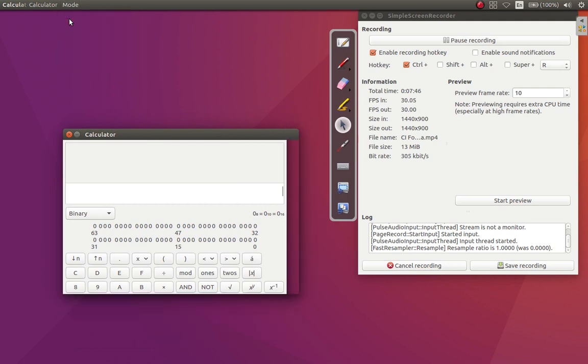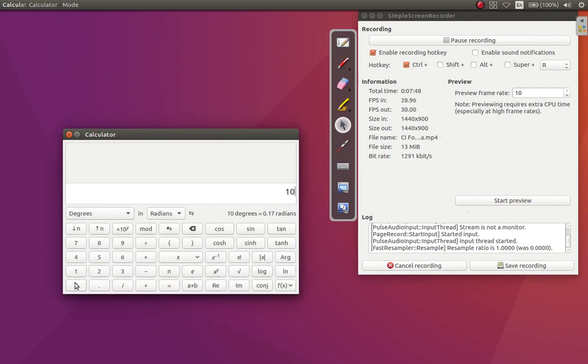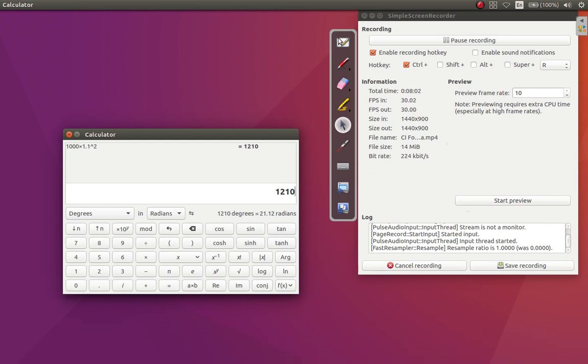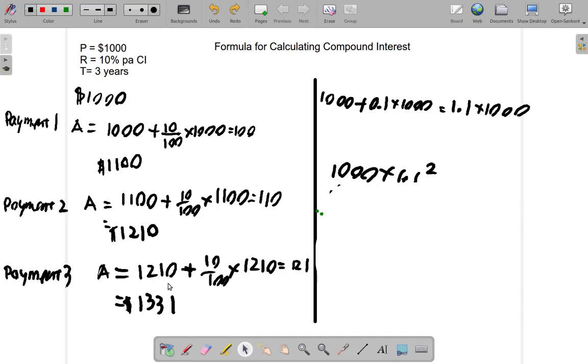Put it in advanced mode. 1000 times 1.1 raised to the power of 2 equals 1210, and we have our 1210. Alright, so that part works out.